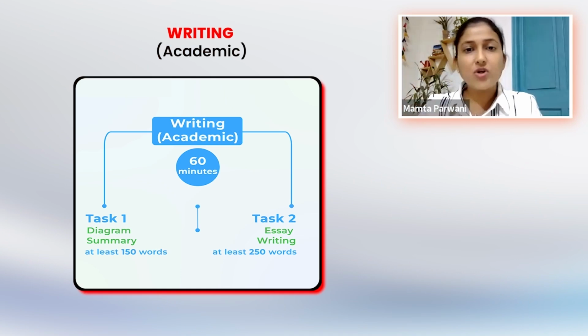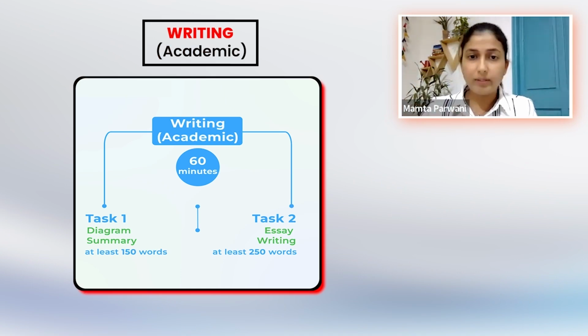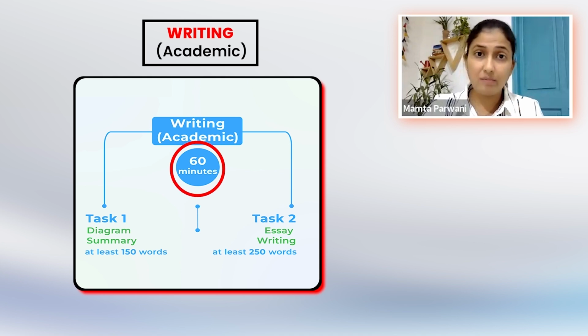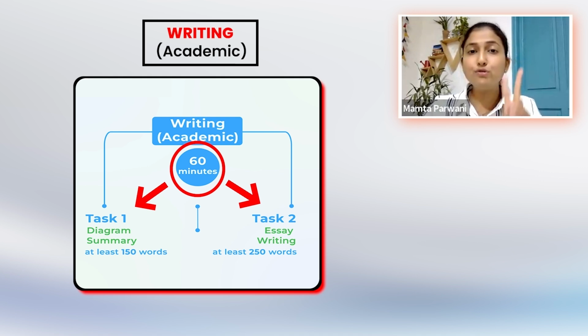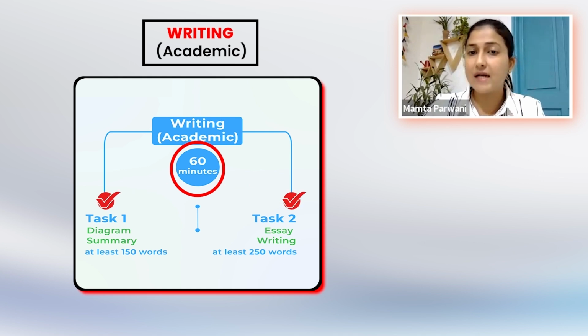As we know, writing is also different for academic and general training, correct? But I told you there isn't much difference. So what we'll do, we'll first try and compare. Okay, we'll look at the similarities, then we'll talk about the difference. Let's first talk about writing academic. For writing module, you get total 60 minutes of time, not even a single second extra. Remember this. When we say 60 minutes, means 60 minutes. Okay. So total 60 minutes of time in which you have to solve 2 tasks, task 1 and task 2.